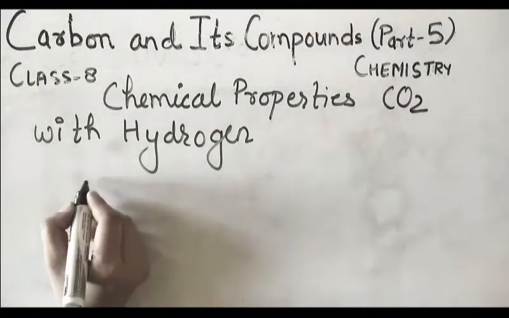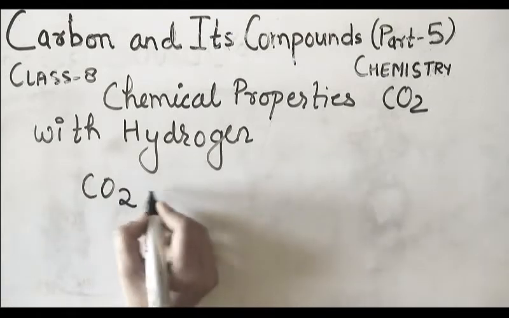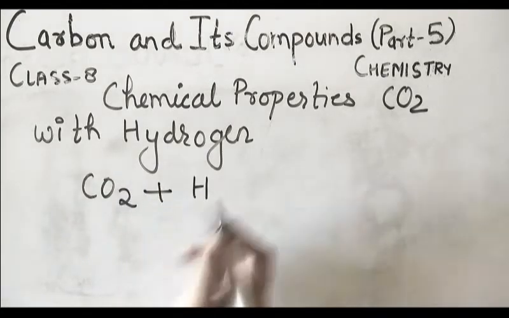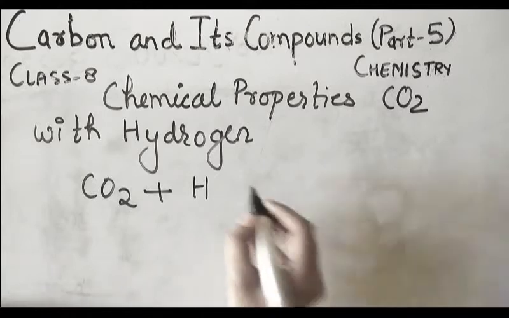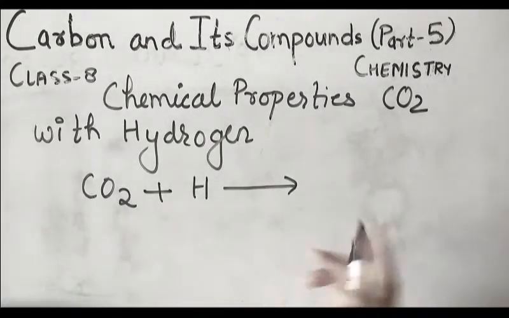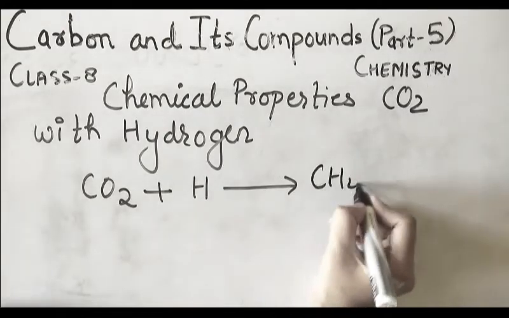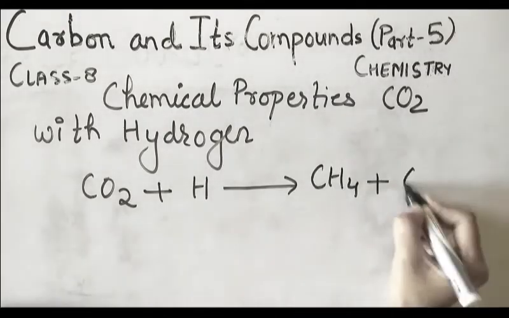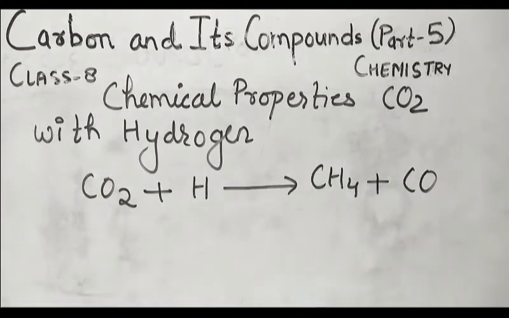So let us write carbon dioxide is the main component, with hydrogen. So hydrogen we have written, balance we will do later on. Let us do what they are going to form. They are going to form methane, that means CH4, and it is also going to form carbon monoxide, that means CO. So now let us see the balance.